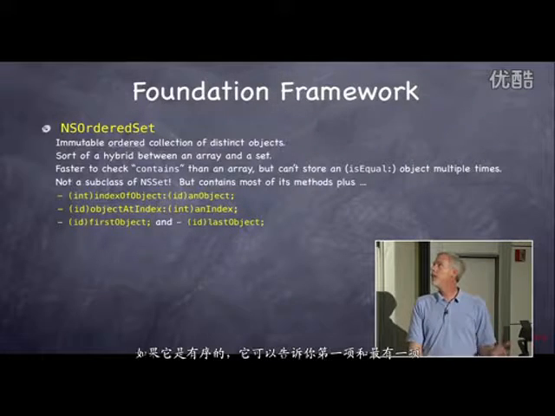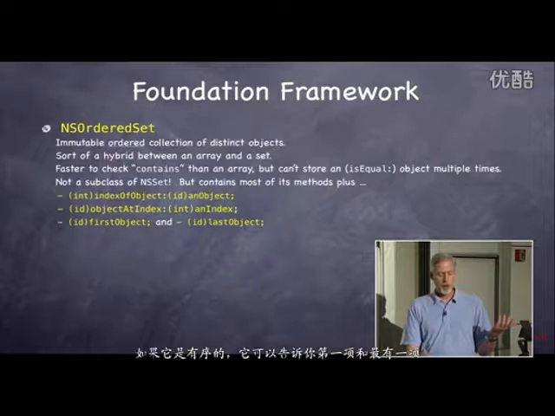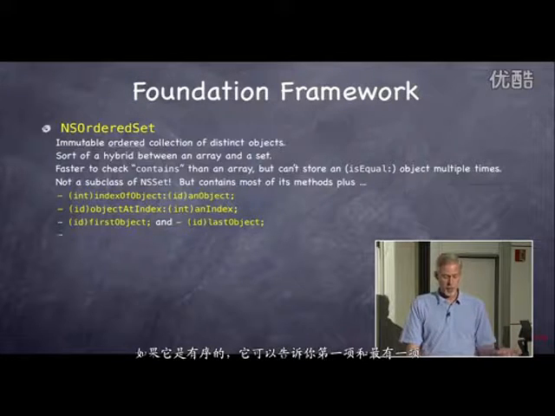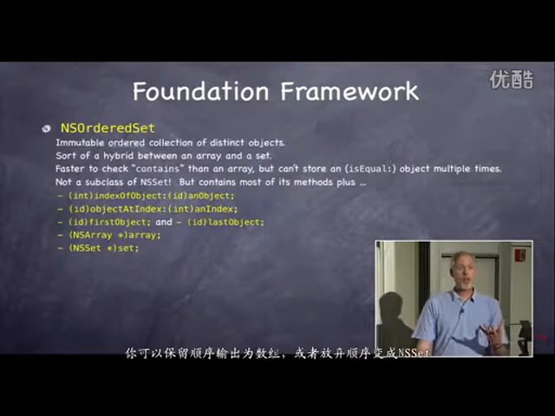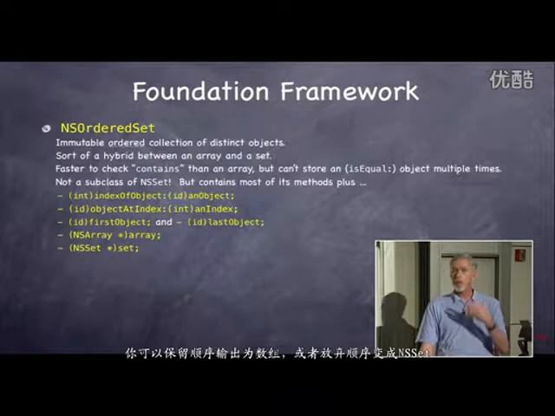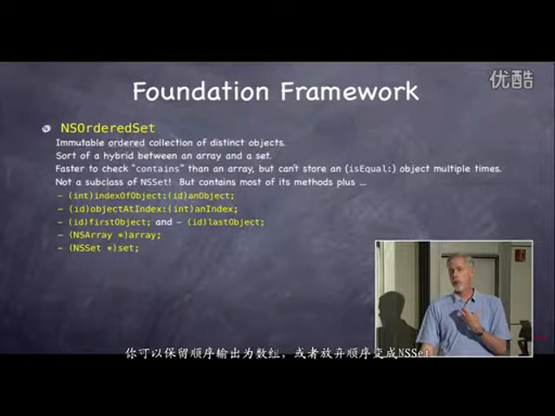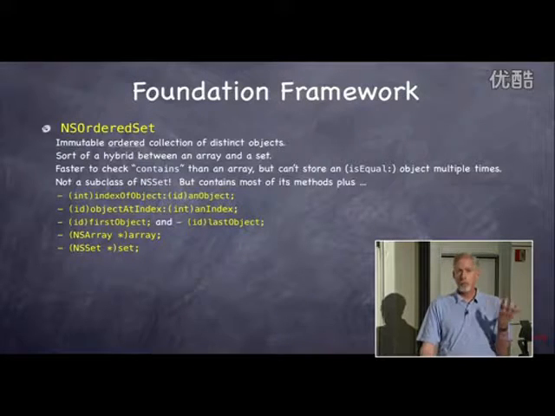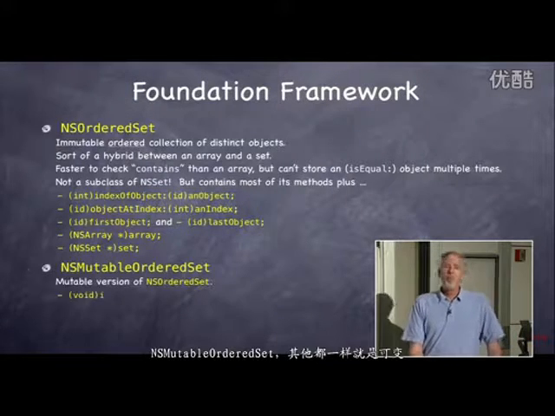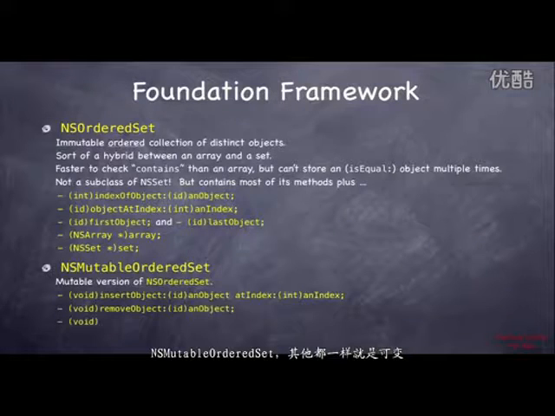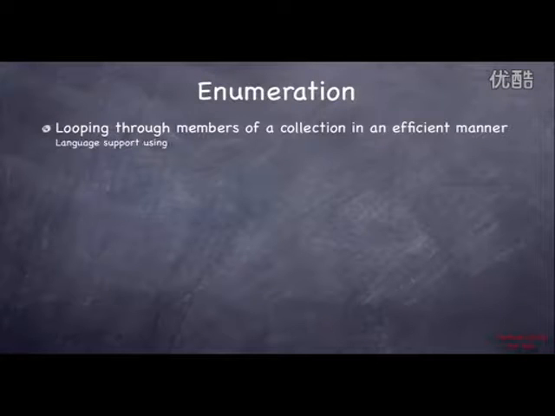Since it has order, it can also tell you the first object and the last object in the NSOrderedSet. You can also get the ordered set as an array, since it maintains order, or you can get a set that tells what is in the NSOrderedSet and lose the ordering. Okay? With NSMutableOrderedSet, as you imagine, you can insert objects and remove objects and set objects at index. Okay? Again, if you try to insert an object that's already in the set, it will do nothing. Okay? All right.